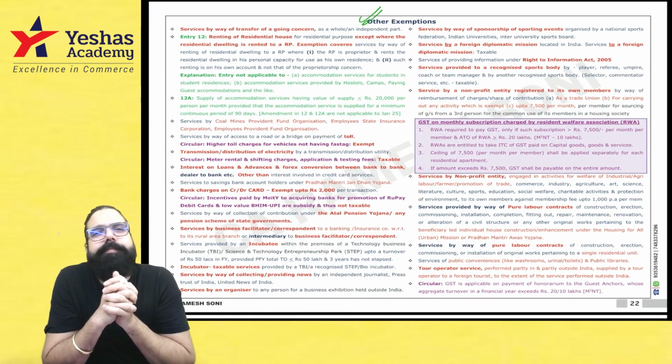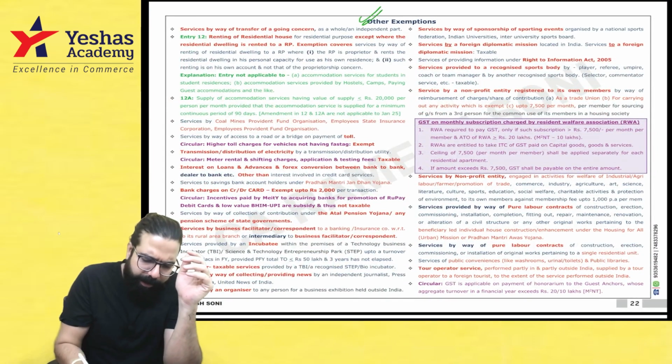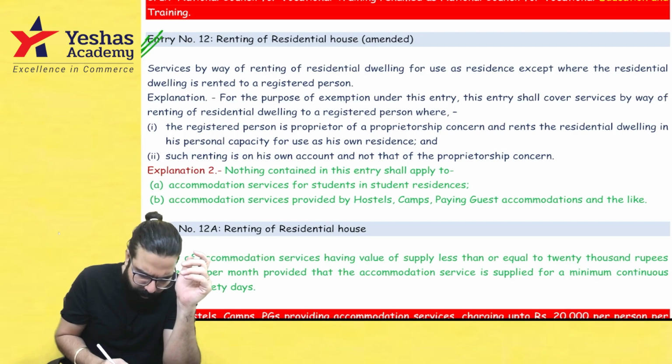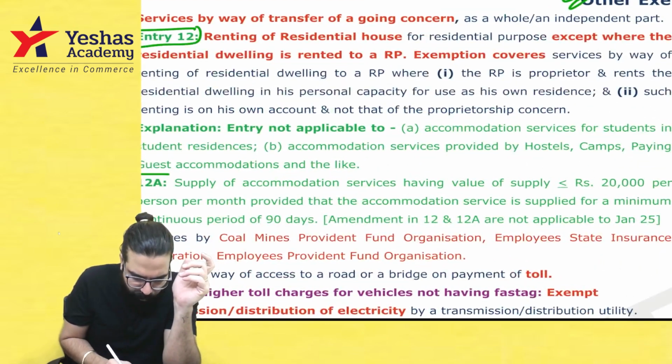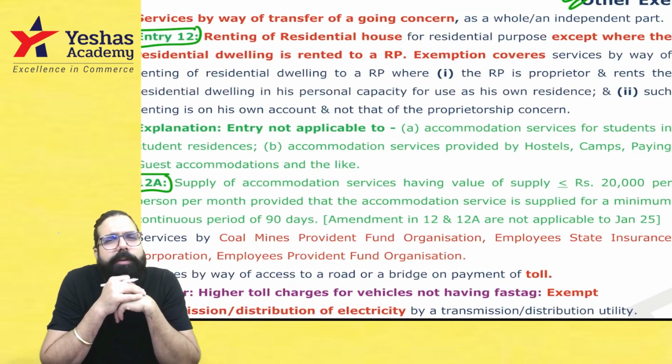Exemptions, the amendment is already written over here. This entry number 12 and 12A is already written over here. Sir, what is it telling? Listen.